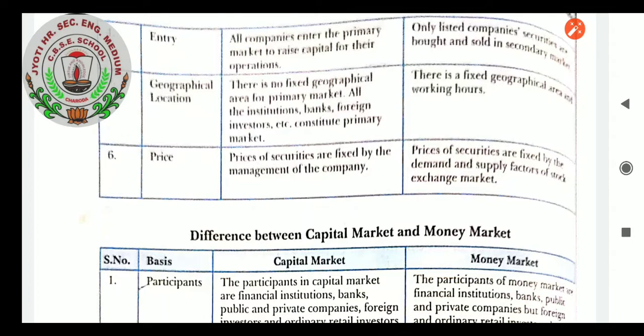Prices: prices of securities in the primary market are fixed by the management of the company, whereas in the secondary market prices of securities are fixed by the demand and supply factors of the stock exchange markets.